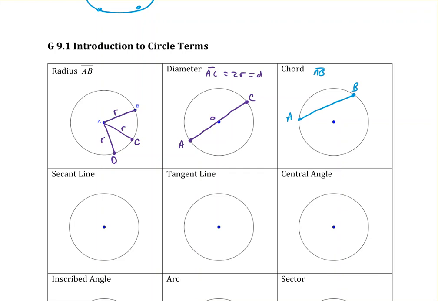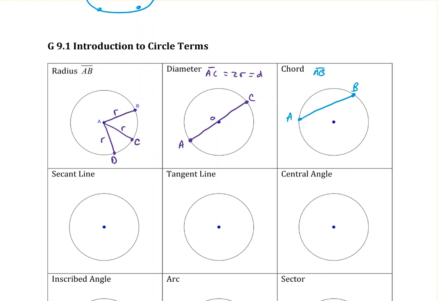So you may say to yourself, well, is a diameter a chord? Well, does a diameter have one point on one side of the circle and another point on the other side of the circle? Well, yeah. If 2 endpoints of the line segment are on the circle, it's a chord. So this is a chord. AC over here is also a chord. It's just a special chord. And a special chord that goes through the center of the circle is called a diameter.